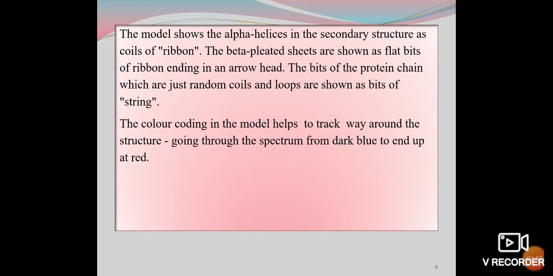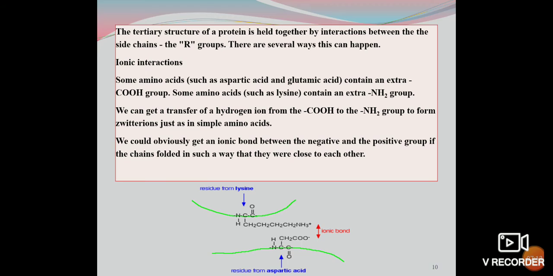The color coding in the model, which has been discussed earlier, helps to track the way around the structure, going through the spectrum from dark blue to end up at red. The tertiary structure of a protein is held together by interactions between the chains, the R groups. There are several ways this can happen.